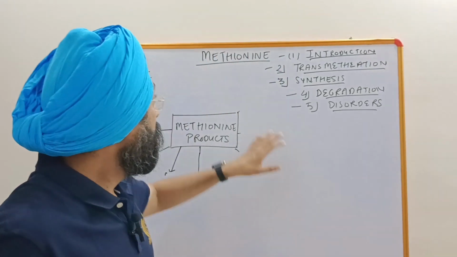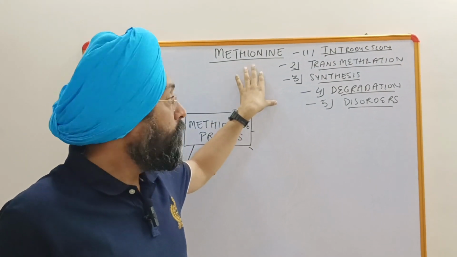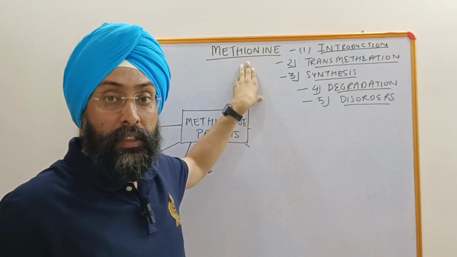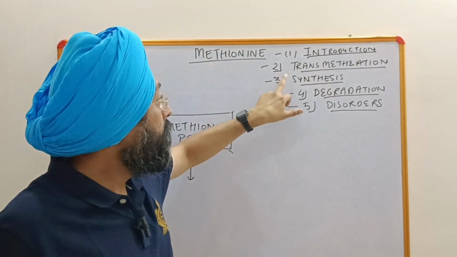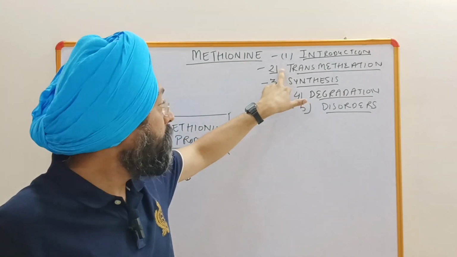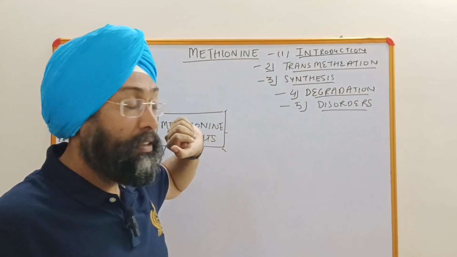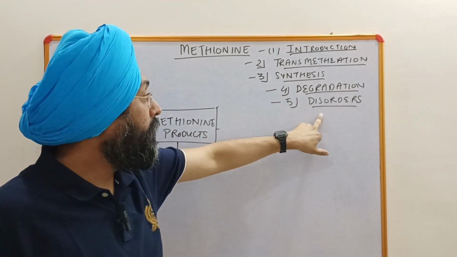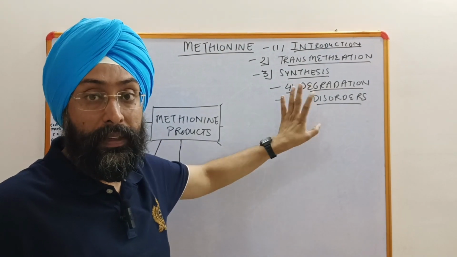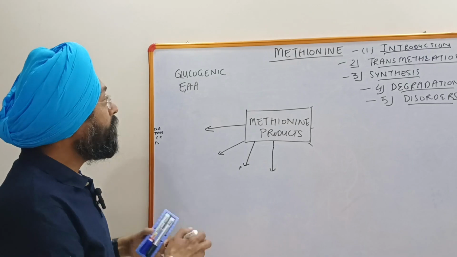Today we will discuss metabolism of methionine, cysteine, and cystine. First of all, we start with methionine. This video will cover an introduction to all of these three. Then we will discuss transmethylation reactions. Then we will discuss synthesis of cysteine and cystine from methionine, and then degradation of methionine. And then finally we will discuss disorders of this metabolism. Now, first of all, I start with the introduction of methionine.